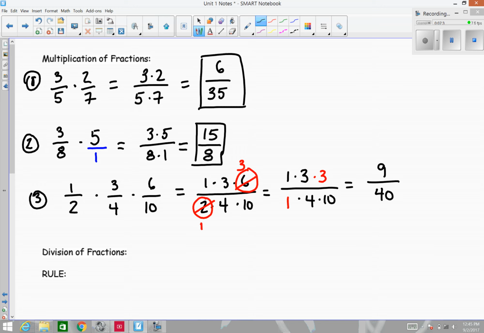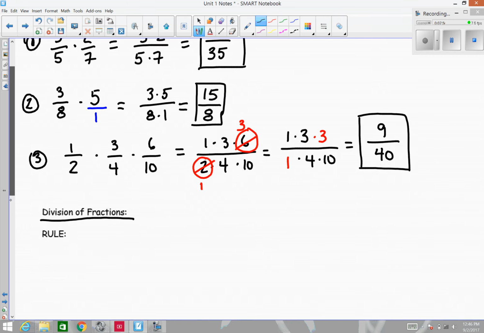And because I've already done the reducing, there should be no common factor, and 9 over 40 is the reduced or lowest term of that fraction. All right, enough for the multiplication. We're going to go ahead now and look at what happens when we are dividing fractions. So we're looking at division of fractions.